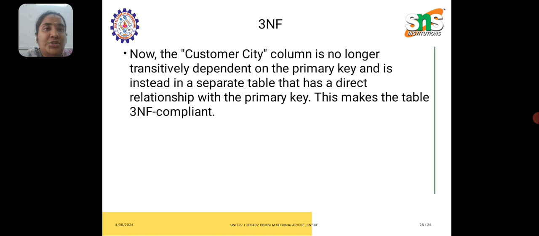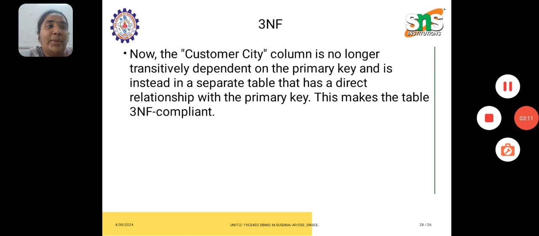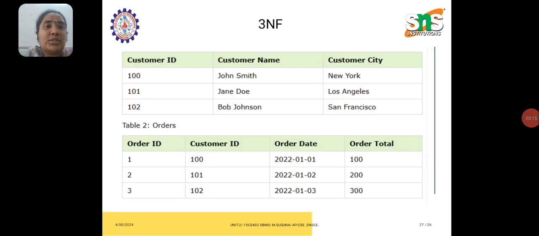In this third normalization form, the customer city column is no longer transitively dependent on the primary key, and is instead in a separate table that has a direct relationship. This is known as a primary key. This makes the table 3NF compliant with the other normalization forms.